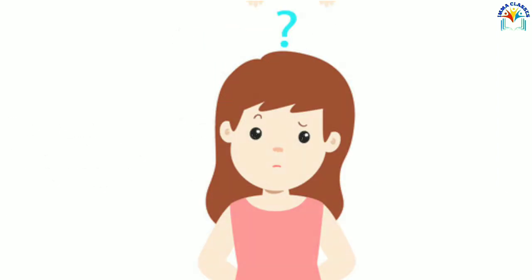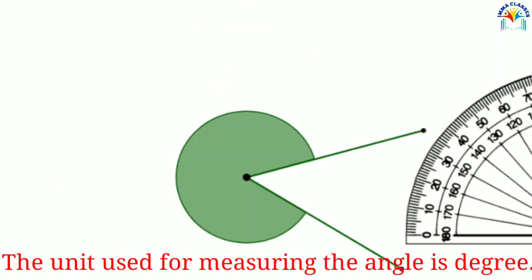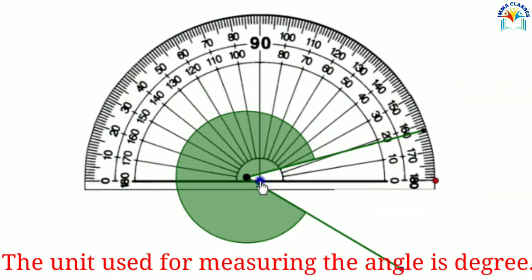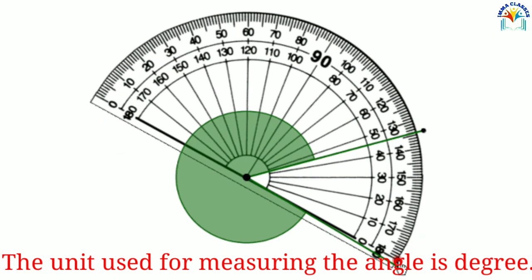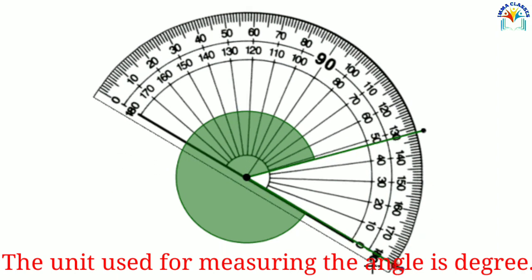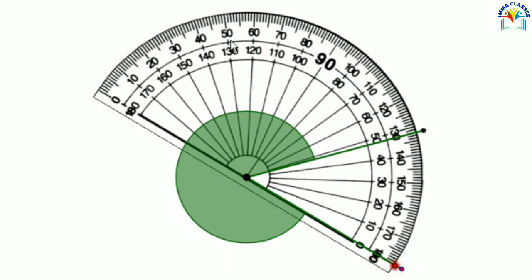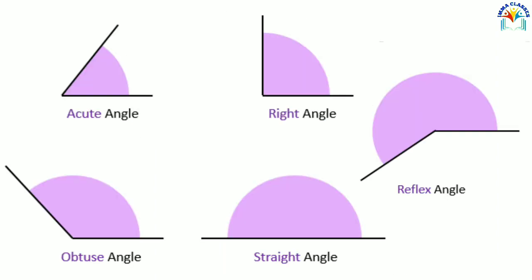Sir, how do we measure it? We can measure it using a protractor. The unit used for measuring the angle is degree. For example, 30 degrees, 60 degrees, 45 degrees and 90 degrees. Do angles have different names? You're right. Let's learn them one by one.